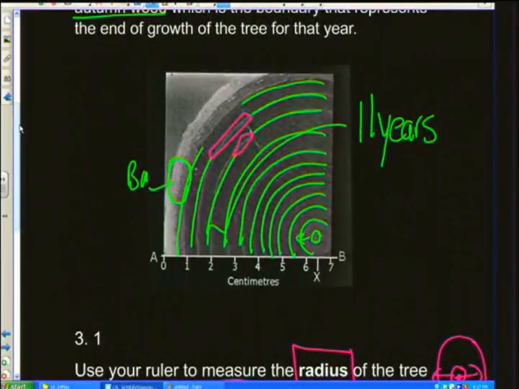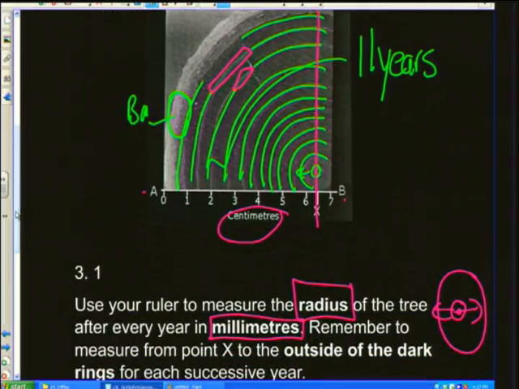If I were you, I would get a ruler. And there we go. I would draw a line all the way up for X. This centimeters over here confuses you. It actually doesn't need to be there, so do not pay attention to that part of the question, because then you are going to get confused. What it wants to know is what is the radius, look here, measure the radius of the tree after every year in millimeters.